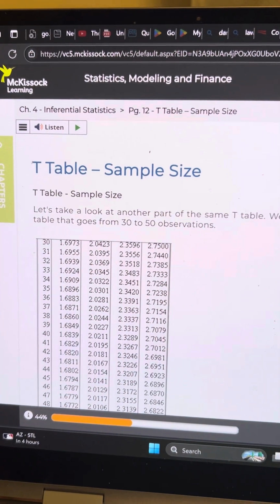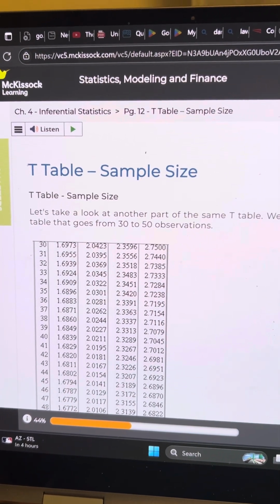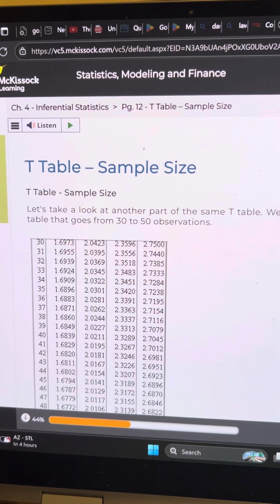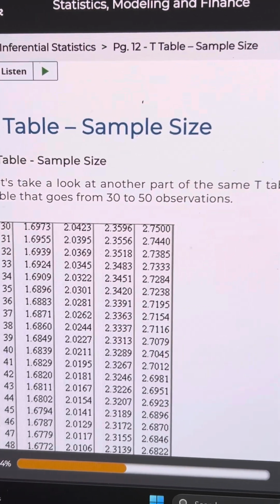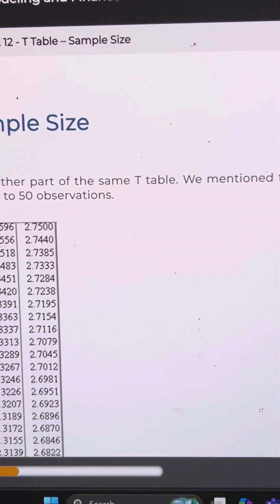Statistics, Modeling, and Finance, Chapter 4, Inferential Statistics, page 12. T-table, sample size. Let's take a look at another part of the same T-table.